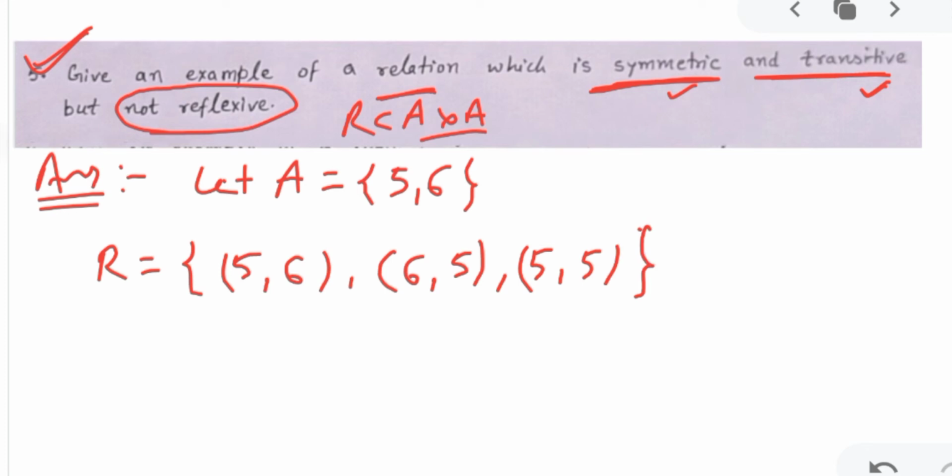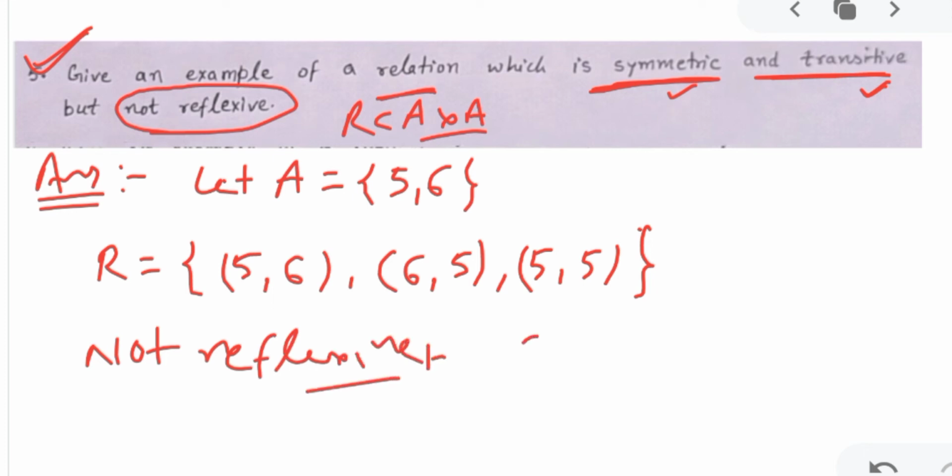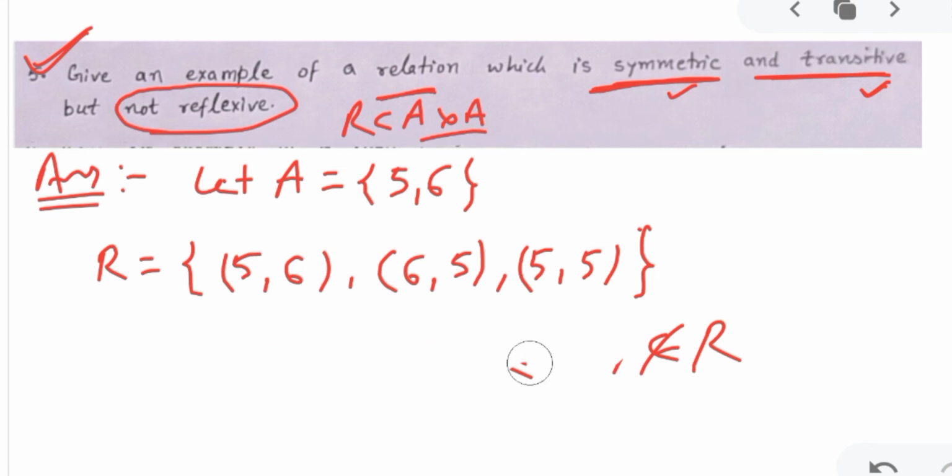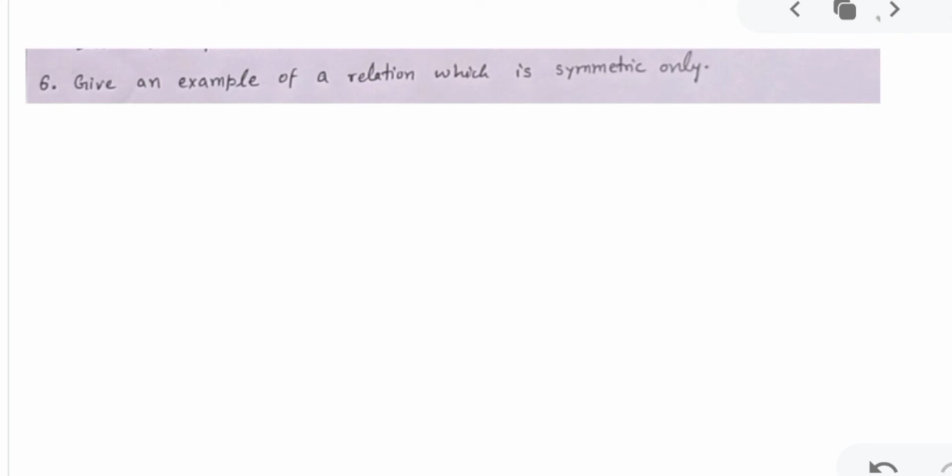Why not reflexive? Because (6, 6) is not an element of R. And the rest you can check. You don't have to write all these things, just write the answer. This is the relation. So the fifth one is clear. In the same pattern there is question number 6 also, which I included.